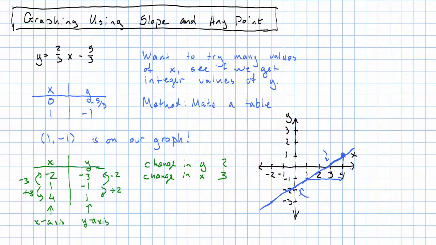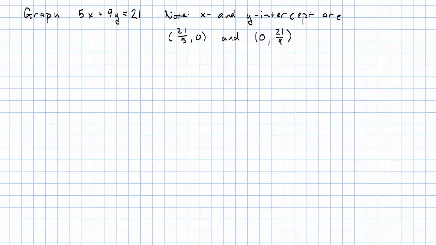Now let's see an example where a nice point is a little bit harder to locate, and we want to use our calculator. Let's say we want to graph 5x plus 9y equals 21. If we find the intercepts, we'll immediately see that we get unpleasant numbers. They're (21/5, 0) and (0, 21/9). We don't want to be bothered with that.